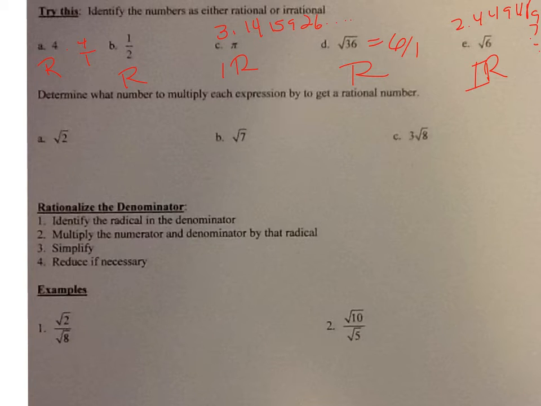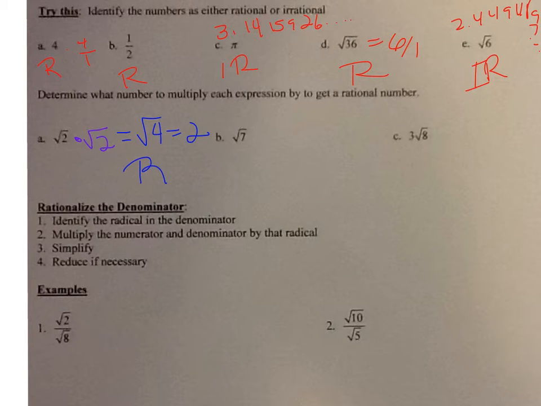All right, so the next thing says determine what number to multiply each expression by to get a rational number. So I have the square root of 2. Square root of 2 is not a rational number. So what could I multiply it by so that I do get a rational number? What about multiplying by the square root of 2? If I multiply by the square root of 2, I will get the square root of 4, and the square root of 4 is 2, and that's rational.